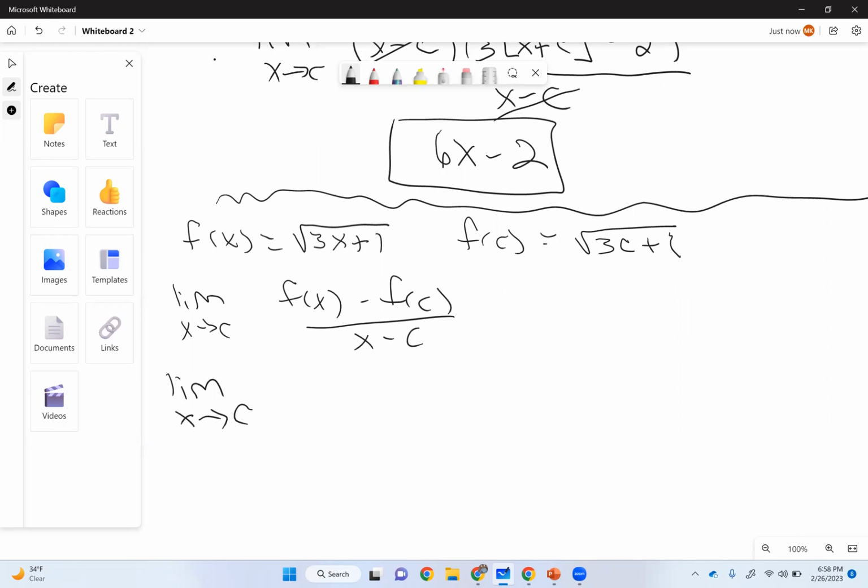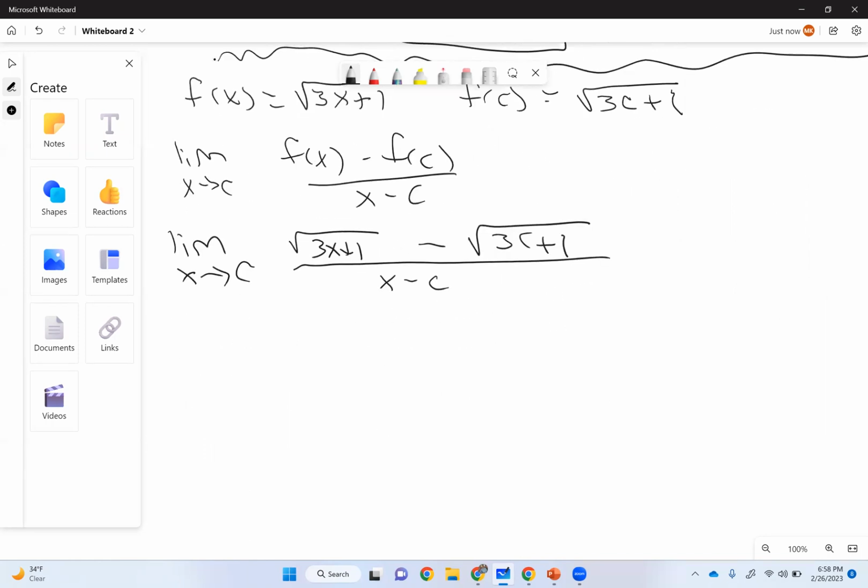The limit as x approaches c. f of x is radical 3x plus 1 minus radical 3c plus 1, all over x minus c. Now, when in doubt, multiply by the conjugate. Okay, let's do it. So we get radical 3x plus 1 plus radical 3c plus 1. Same thing in the denominator: radical 3x plus 1 plus radical 3c plus 1.